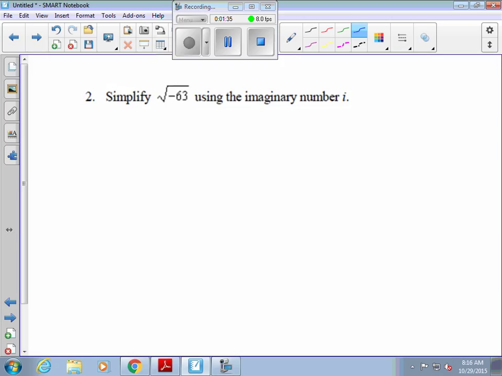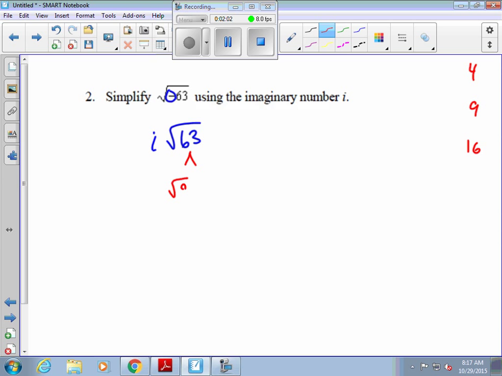Number 2 says simplify the square root of negative 63 using the imaginary number I. First thing you want to do is take that negative out of the radical, so multiply it by I. So it's the same thing now, except the negative's gone and it's multiplied by I. Then simplify it using a perfect square. Remember what your perfect squares are: 2 times 2, 3 times 3, 4 times 4, those numbers. 9 is the number you want to use.